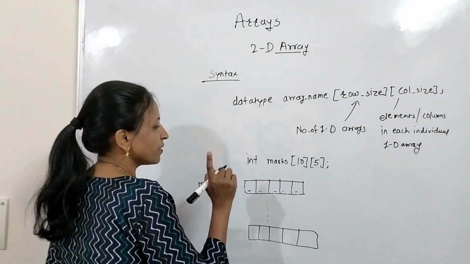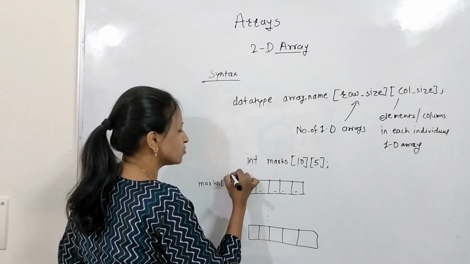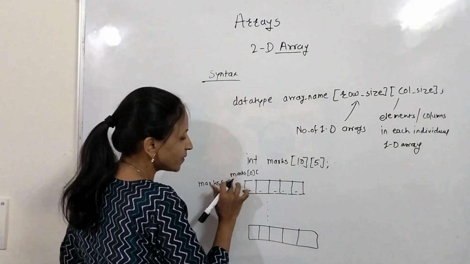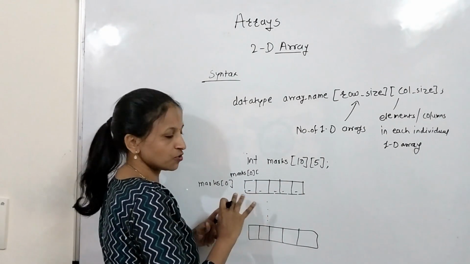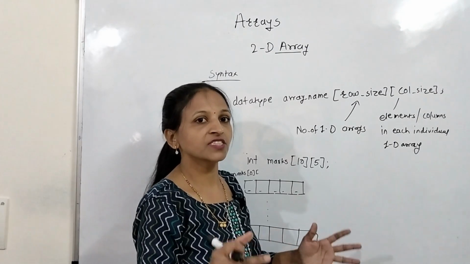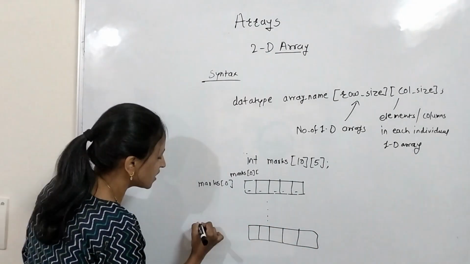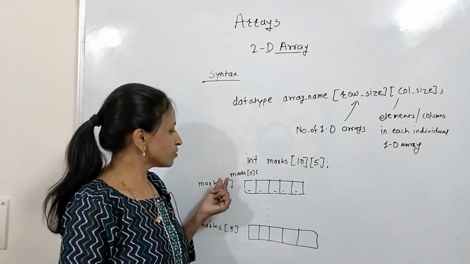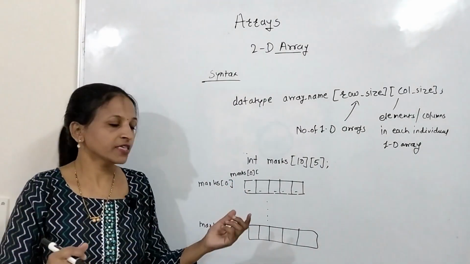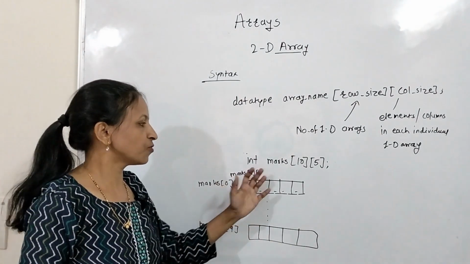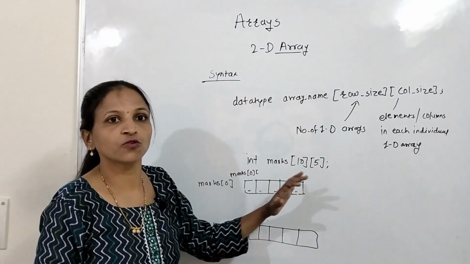See here, the first element we can access like marks of 0, and from that 0th array, this one is the 0th array because array index always starts with 0 and ends with size - 1. That's why the last array will be like this, marks of 9. Now see, this marks of 0, the first element, is again an array, and here indices are again from 0 to size - 1, that is from 0 to 4.